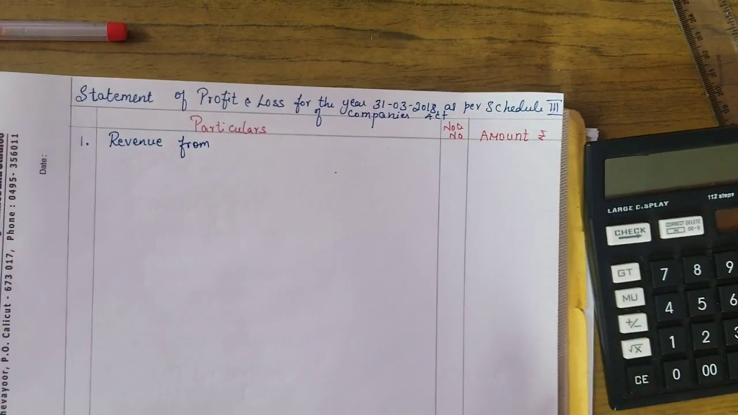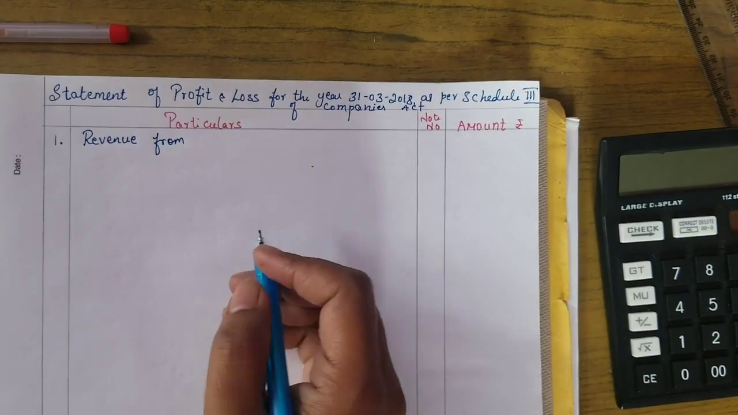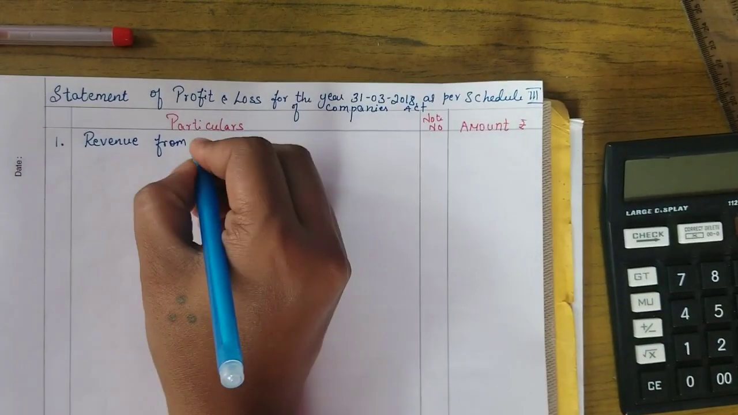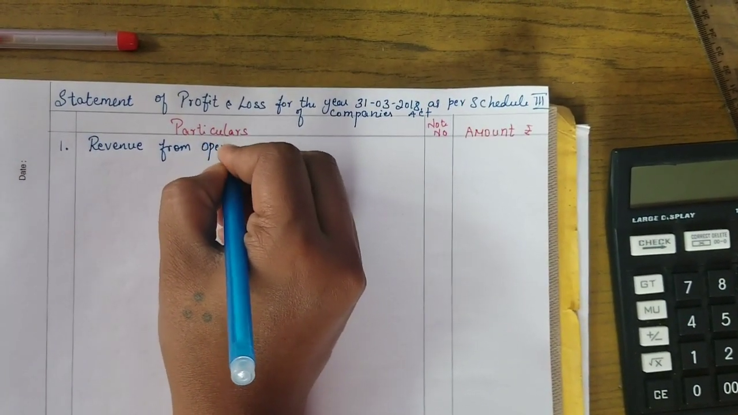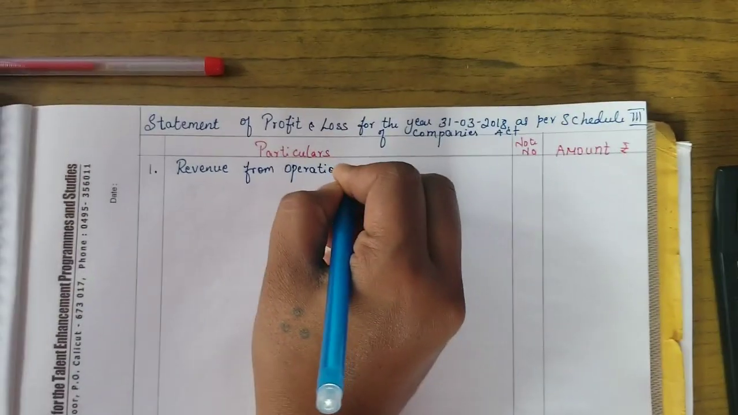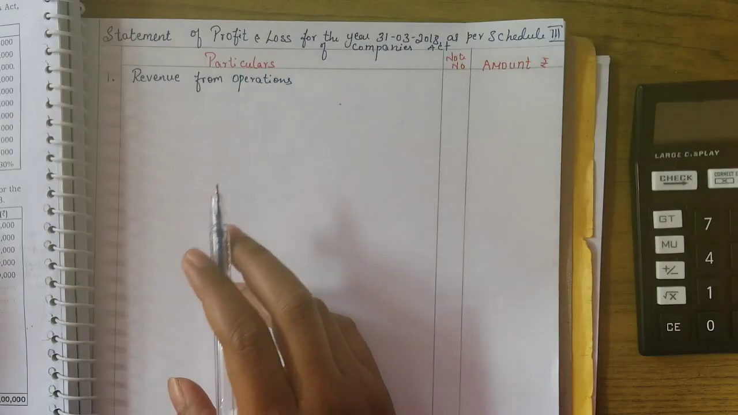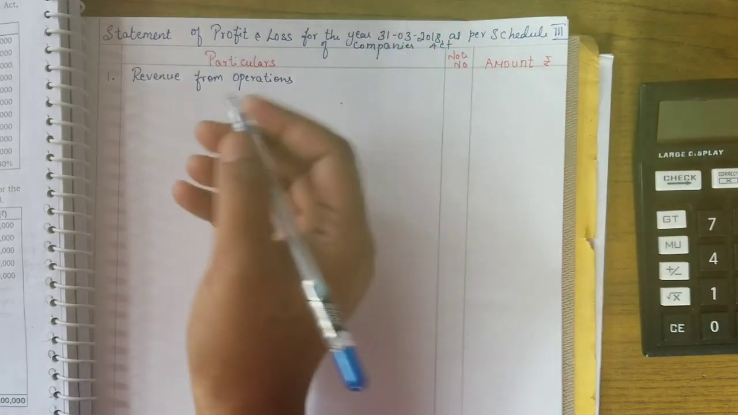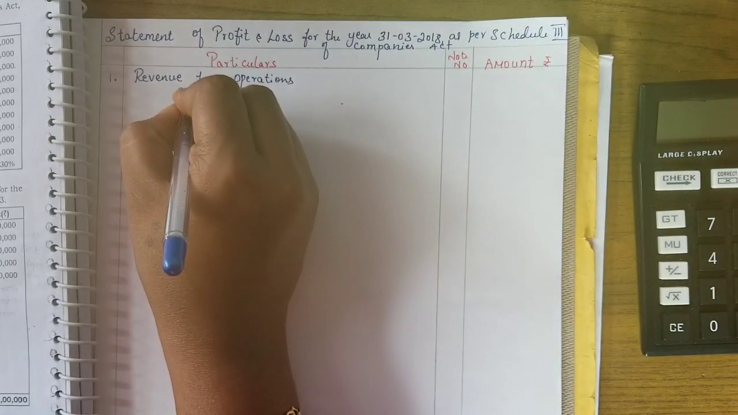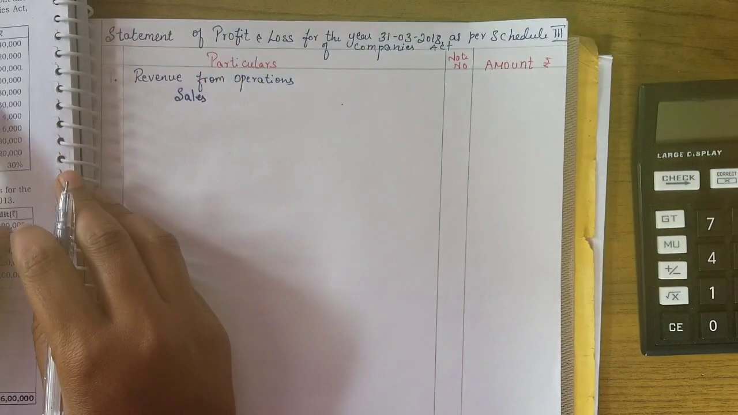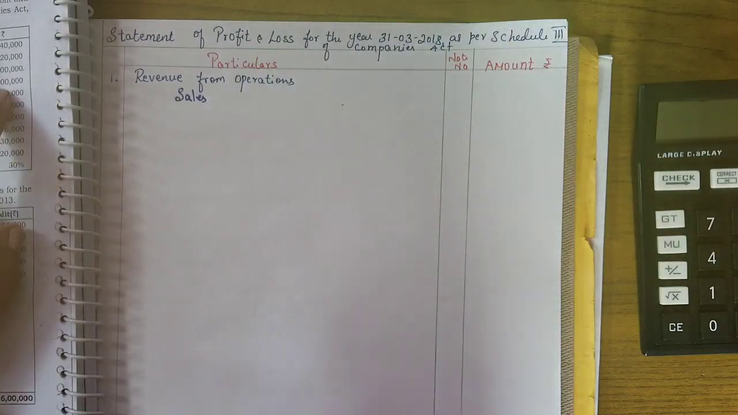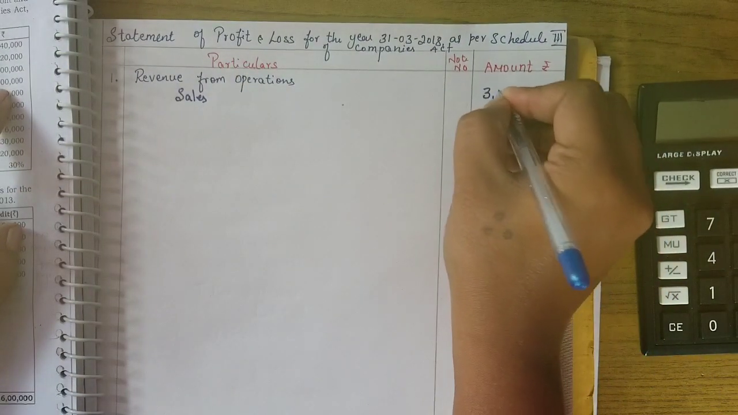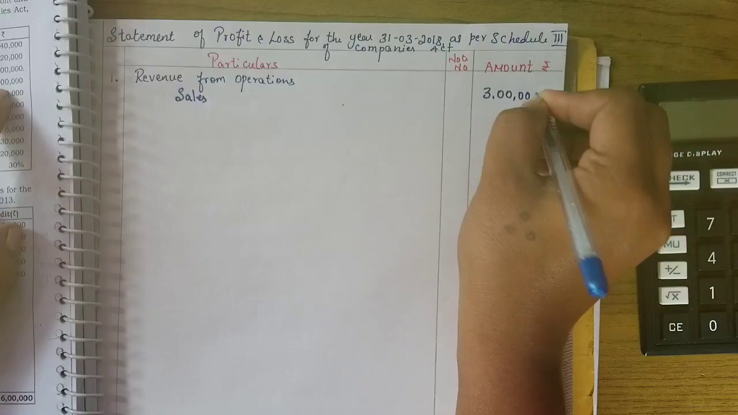Under revenue from operations, they have given the sales. So I am writing the heading here, revenue from operations. Here the first item is revenue from sales. They have given the sales balance. So I am taking the sales balance as 3 lakhs. Write it in the amount column, 3 lakhs.